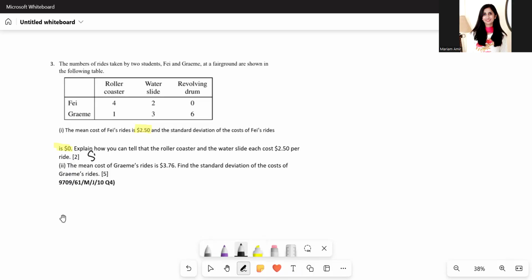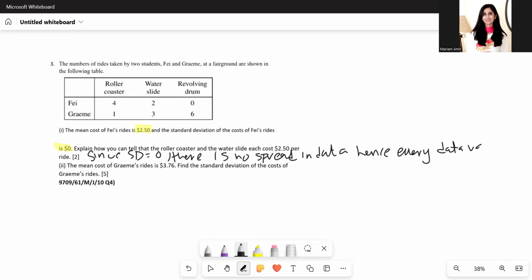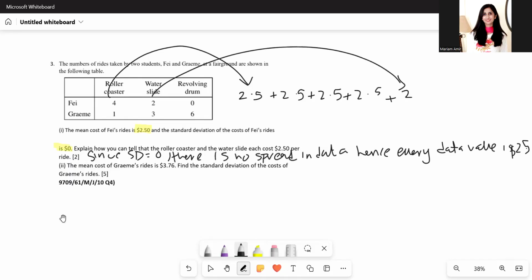So you write, since standard deviation is 0, there is no spread in data. Hence, every data value is 2.5. That would mean $2.5. He took 4 roller coaster rides, so that cost him 2.5 plus 2.5 plus 2.5 plus 2.5. Then he took 2 water slides, that also cost him 2.5 each. Okay, and then he took 0 revolving drums.